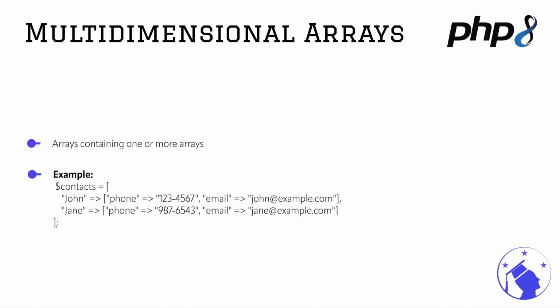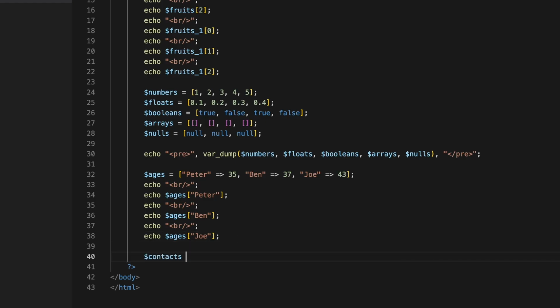PHP also supports multi-dimensional arrays, which are arrays containing one or more arrays. Here's an example. This example defines an array called $contacts that stores contact information for two individuals, John and Jane. Each individual has a nested array with their phone number and email address. So $contacts equals, within square braces, we add key value. So the key is the name of the person and the value is an array of information. So in that array, we put their phone number and their email.